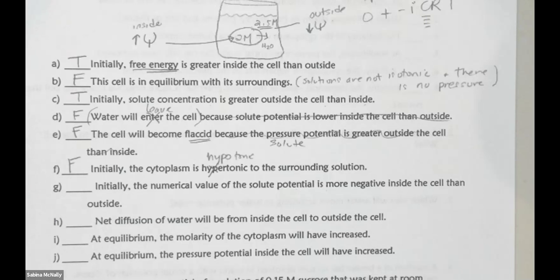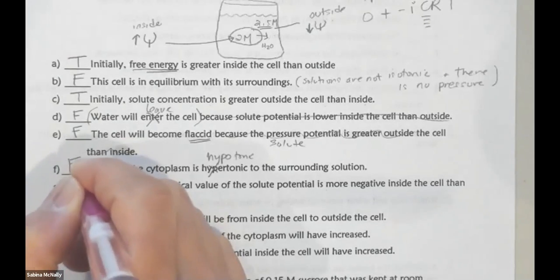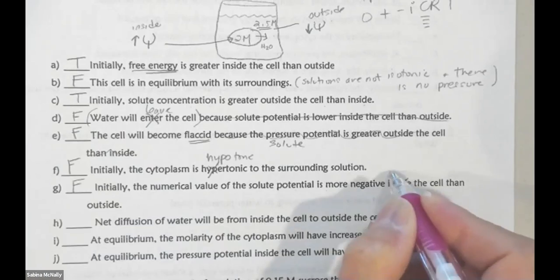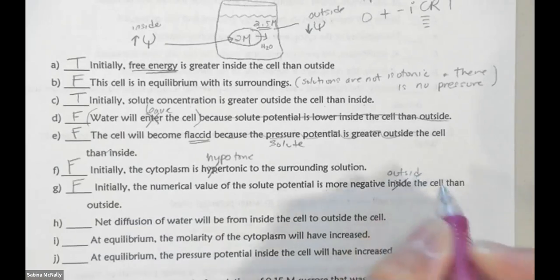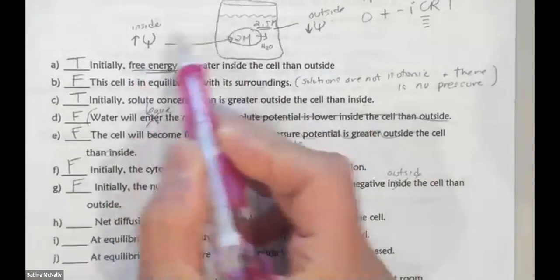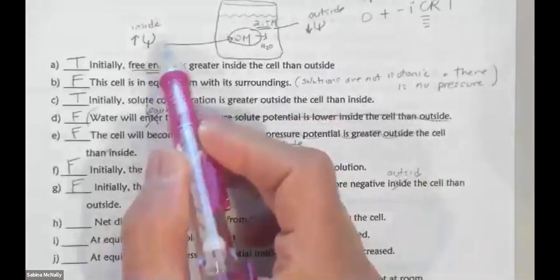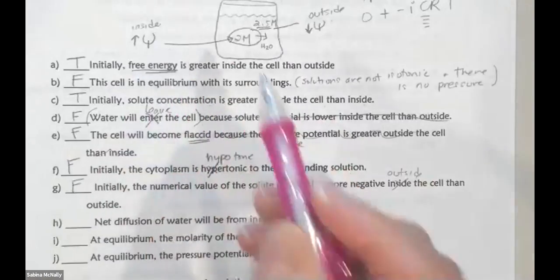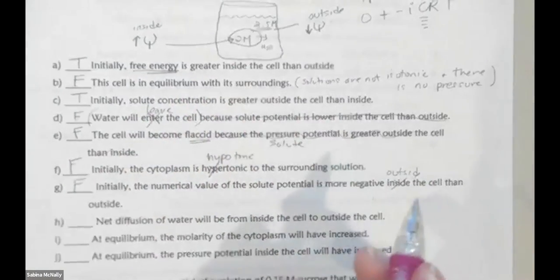True or false? Hold up, one finger or two? I'm not seeing fingers. Two, yeah, good. That would be false. It would be more negative outside the cell, because remember, water potential is going from high to low. And so it has to be larger in the cell, or less negative. Not more negative, that would be a smaller number.